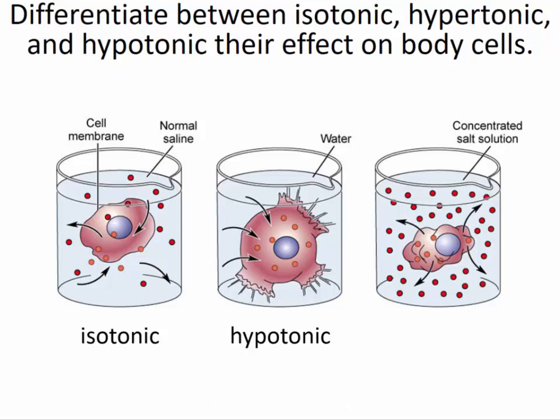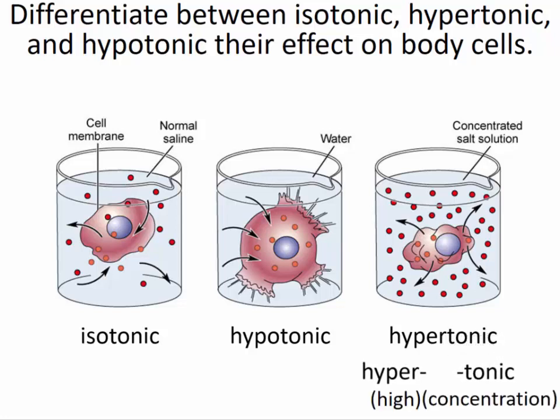The last type of solution here is if we had a concentrated salt solution that we put the cell within. This is a high amount of salt within that water in the solution, and so we call it hypertonic because hyper means high, and tonic again refers to the concentration. When we put the cell in that high concentration, that hypertonic solution, water would be drawn outside of the cell into the solution because of the osmotic pressure pulling the water outside of the cell. This would cause the cell to shrivel.